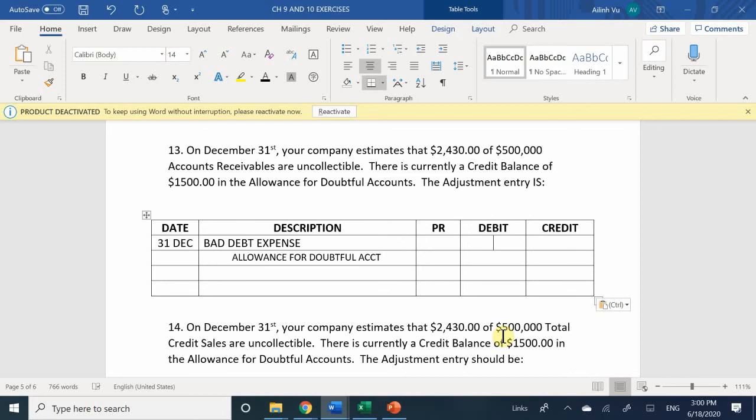So what is the total? $930. Is that right? Yes, $930 is correct. I just subtracted the 2,430 minus the 1,500.